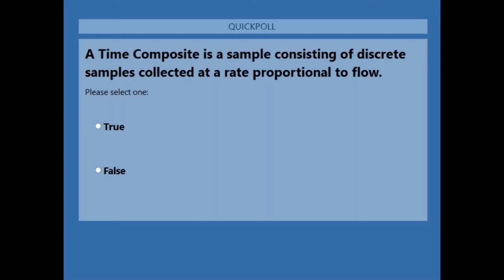Time composite is a sample consisting of discrete samples collected at a rate proportional to flow. True or false? And people are starting to respond. Got 2% of the people responding. I think there may be just a time delay between sending out and getting the responses. Okay. We are at 10%. I'm going to give people another 10 seconds and we'll move forward. 5, 4, 3, 2, 1. All right, closing the poll.